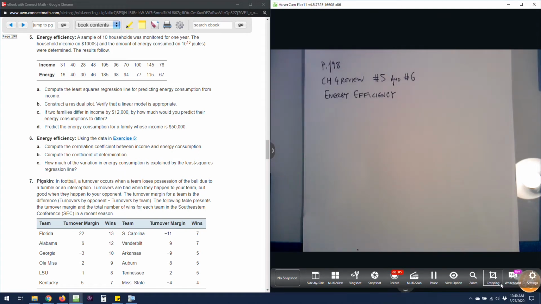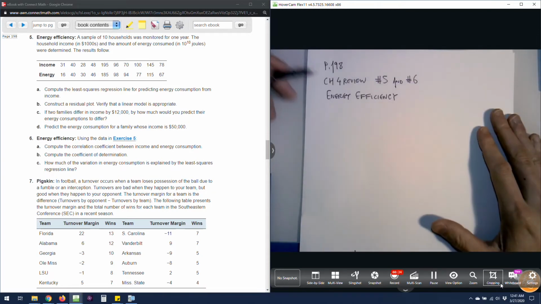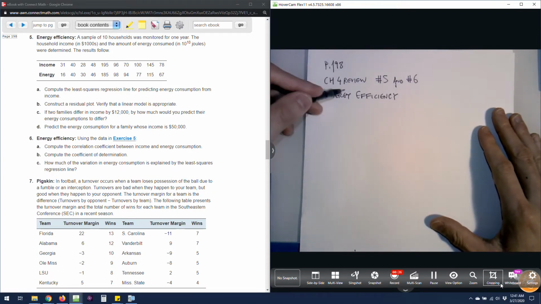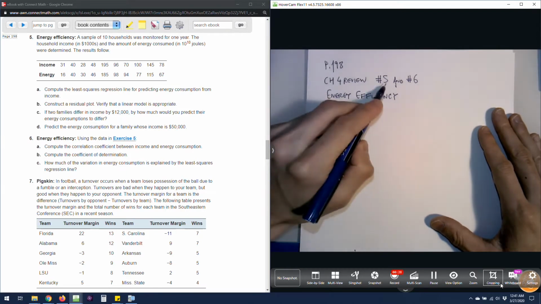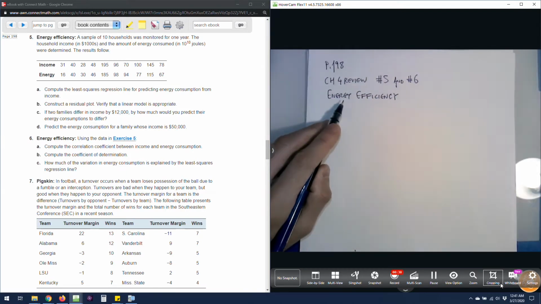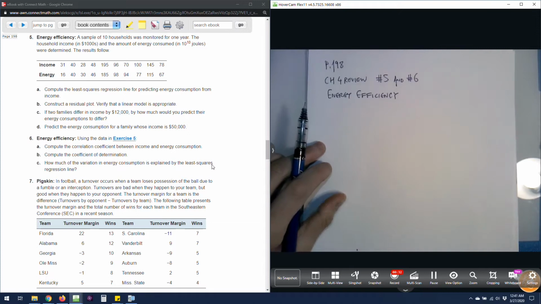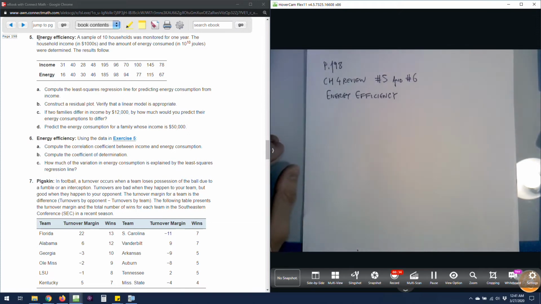Today, right now, I'm going to go over a chapter 4 review exercise to review some of the main topics that we've talked about in chapter 4. And this will be easily summarized in this review question on page 198, number 5 and 6 on energy efficient. So if you look to the left here, you can see that I have the question pulled up right here.